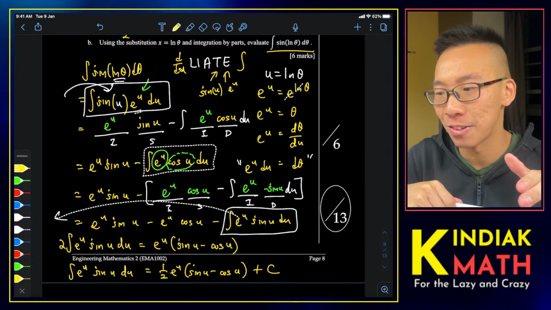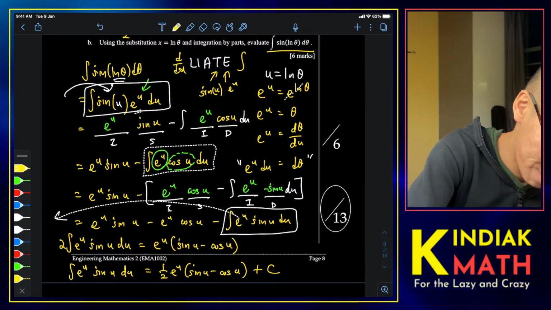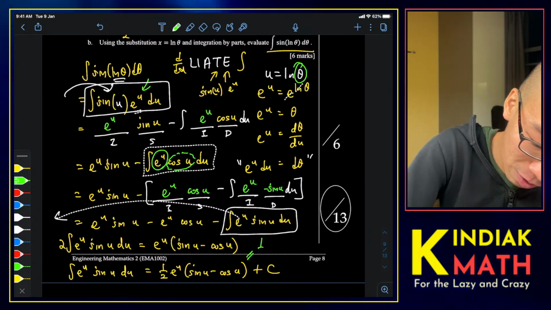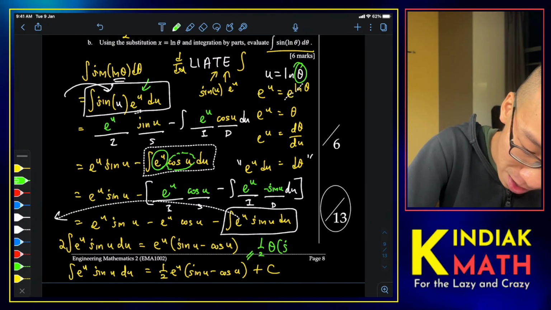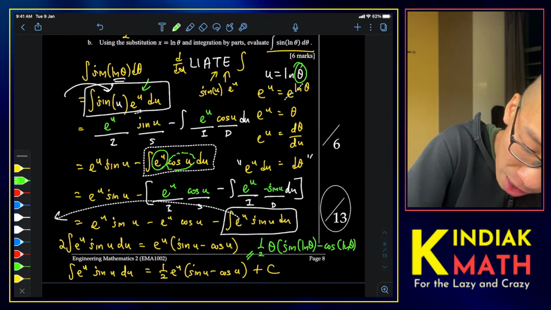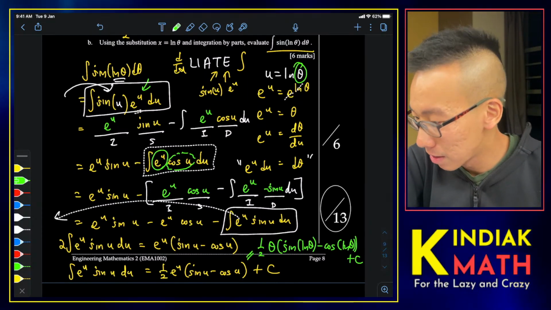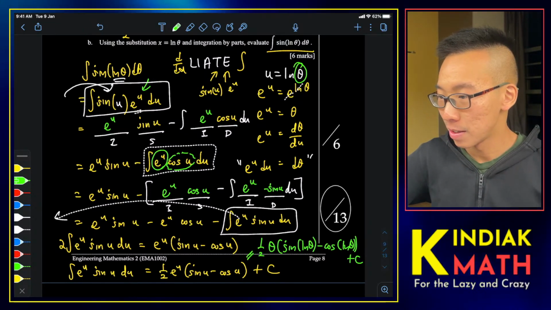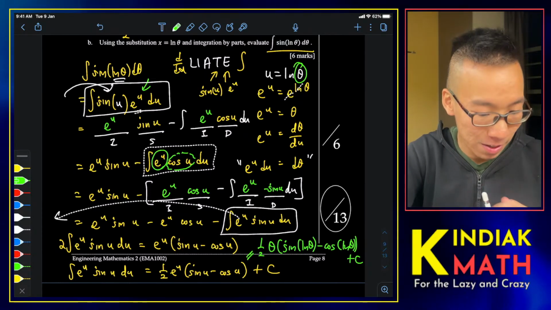In fact, I'm not done yet, right? Actually, the problem is not done because we need to solve in terms of theta, not in terms of u. So we need to do one more step and convert all instances of u's into thetas. There we go. It's a little messy, but it definitely gets the job done. Okay, fantastic.